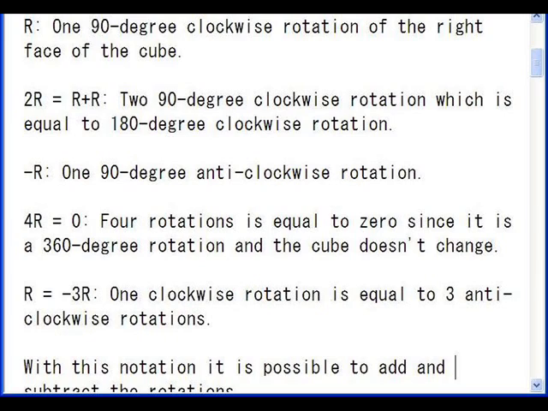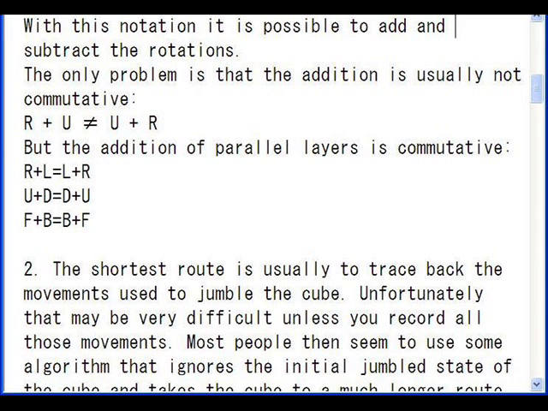4R equals 0. 4 rotations is equal to 0 since it is a 360-degree rotation and the cube doesn't change. R equals minus 3R. 1 clockwise rotation is equal to 3 anticlockwise rotations. With this notation, it's possible to add and subtract the rotations. The only problem is that the addition is usually not commutative. R plus U is not equal to U plus R, but the addition of parallel layers is commutative.